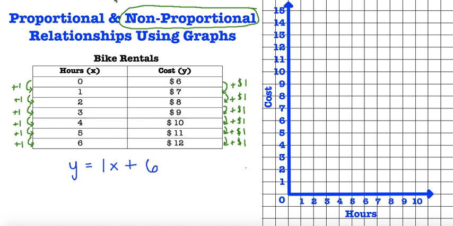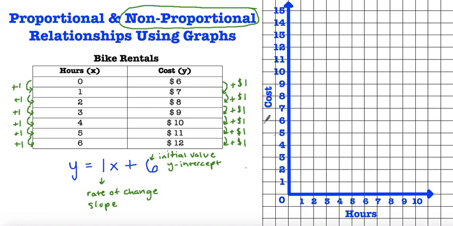So here we have our rate of change, which we could also call our slope. And here we have our initial value, which is also called our y-intercept. And I'm going to show you guys why that is.